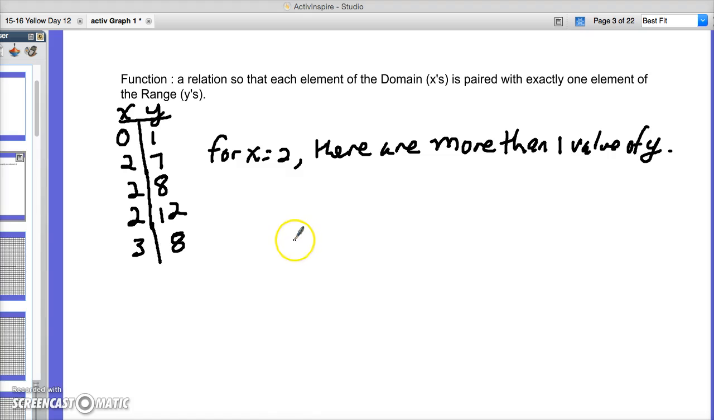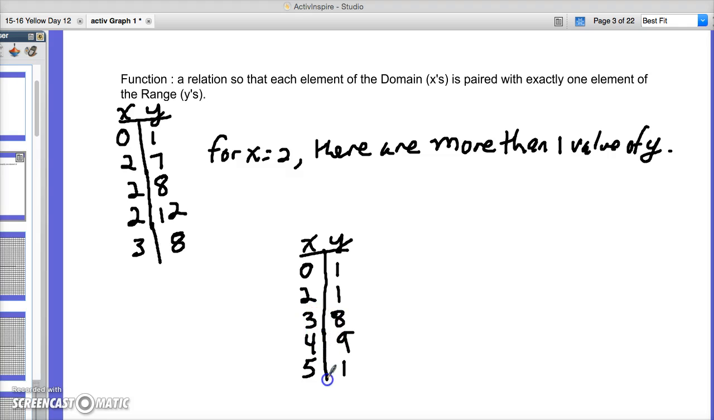As opposed to if I look at a different relation, so here's another pairing, here's my x, here's my y. Maybe this time I start out the same way, 0 for x, 1 for y. And now I put in 2, and this time I still get 1 for y. I put in 3, I get 8. I put in 4, maybe I get 9. And maybe I put in 5, and I get 1 again.